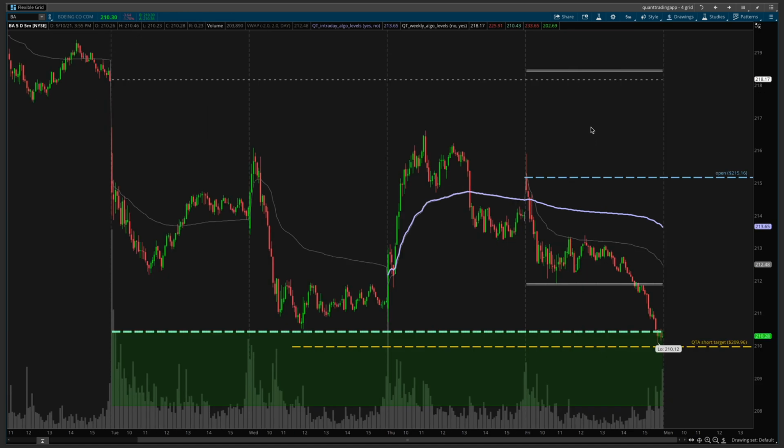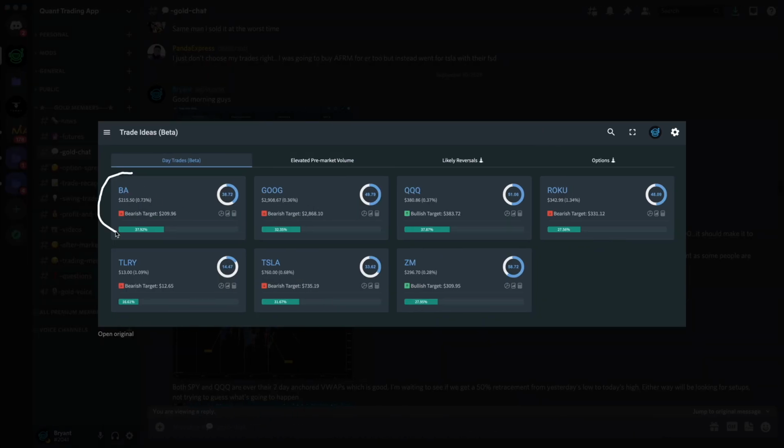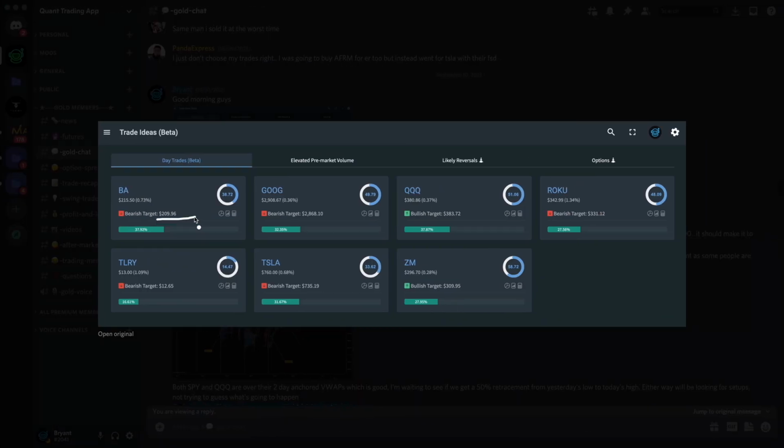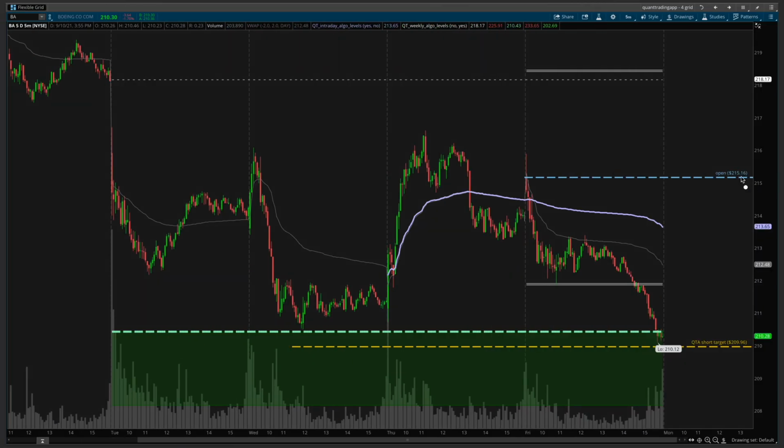So moving right along, the first ticker on the watch list was Boeing, and this would be Boeing right here. This is where Boeing opened, and this was the Quant Trading App short target. So 209.96. If we come right here, 209.96. Pre-market, we were at 215.50, and by the time we opened, we were at 215.16. So this is exactly where Boeing opened. As you guys can see, just spoiling the results, Boeing ended up selling off and coming pretty much straight down to the target. It missed it by less than 25 cents.